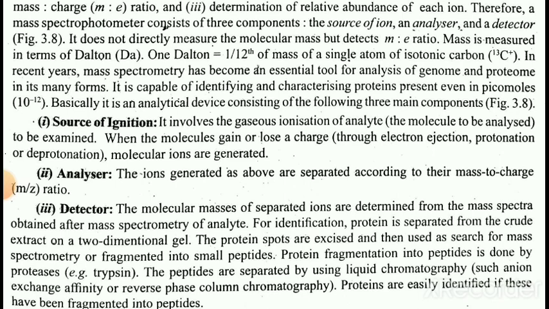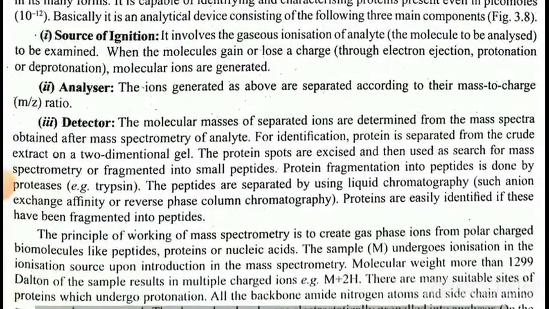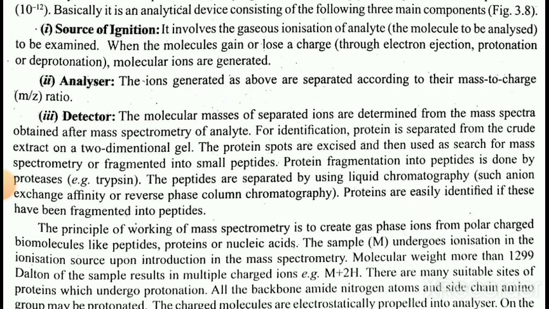Basically, it is an analytical device consisting of the following three main components. Figure 3.8. 1. Source of ionization. It involves the gaseous ionization of the analyte, the molecule to be analyzed. When the molecules gain or lose a charge through electron ejection, protonation or deprotonation, molecular ions are generated. 2. Analyzer. The ions generated as above are separated according to their mass to charge, m/z, ratio. 3. Detector. The molecular masses of separated ions are determined from the mass spectra obtained after mass spectrometry of the analyte.